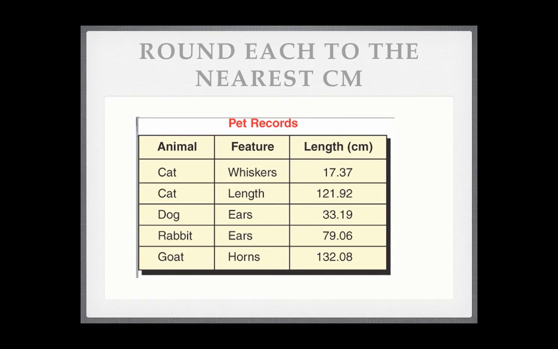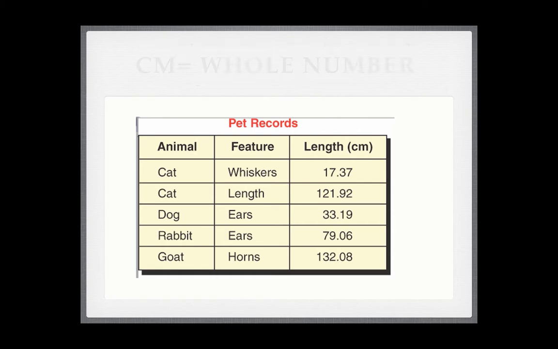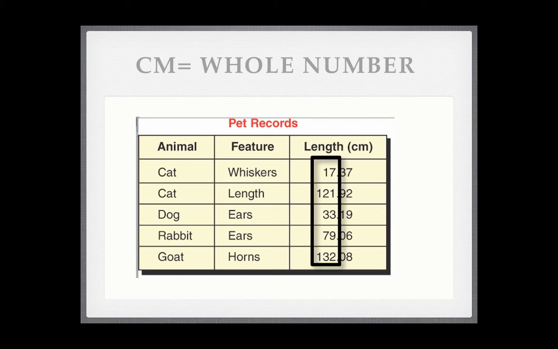So we might get a question such as the one in front of us here. Round each to the nearest centimeter. Now, if we look closely at the lengths shown in centimeters, when they ask us to round each to the nearest centimeter, they're actually asking us to round to the nearest whole number, because in this case, the centimeters are the whole numbers. So really, we can focus our attention on how to round to the nearest whole number.